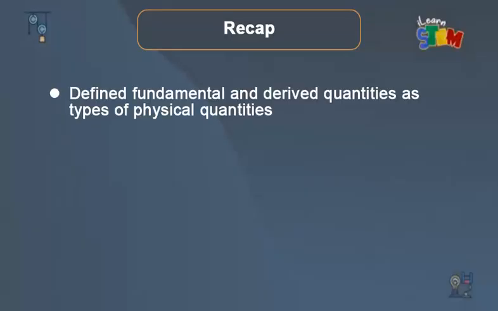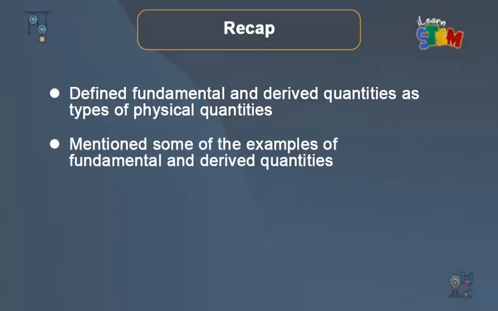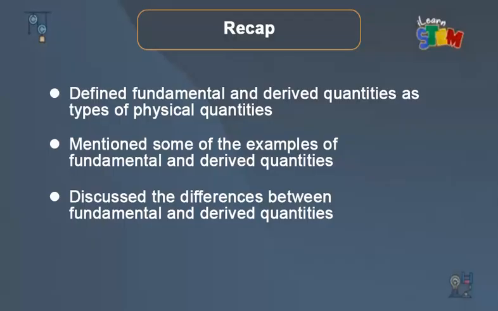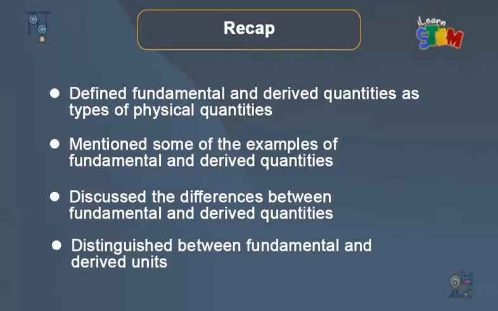Remember, we defined fundamental and derived quantities as types of physical quantities. We mentioned some examples of fundamental and derived quantities. We also discussed the differences between the fundamental and derived quantities. And, finally, we distinguished between fundamental and derived units.